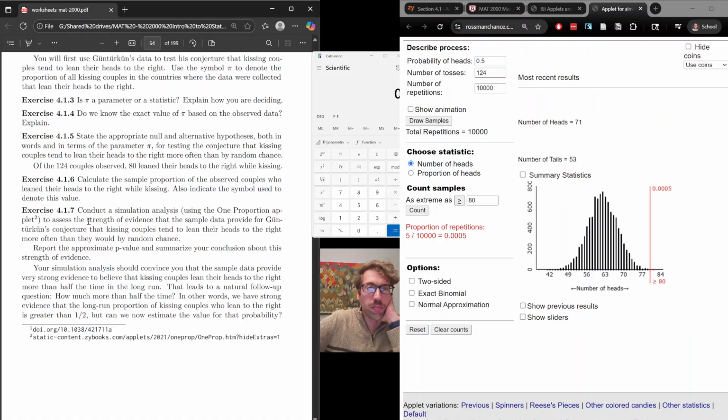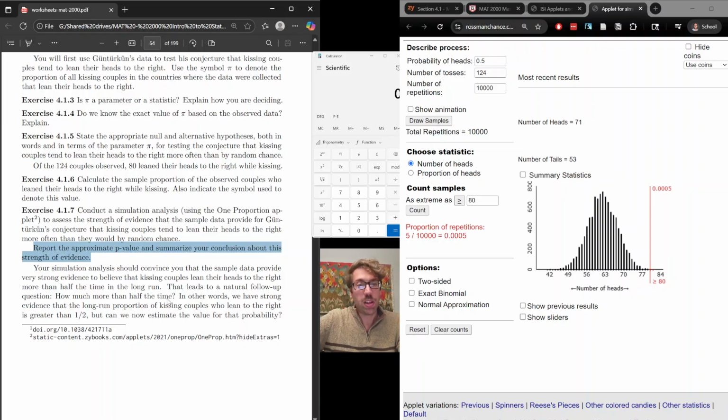Okay. Strength of evidence. So once you've done this, you need to use what we've already learned about this sort of thing to summarize your strength of evidence. Like report the approximate p-value and summarize your conclusion about the strength of evidence. That's what you're doing. Okay. So your simulation analysis should convince you that the sample data provide very strong evidence to believe that kissing couples lean their heads to the right more than half the time in the long run.